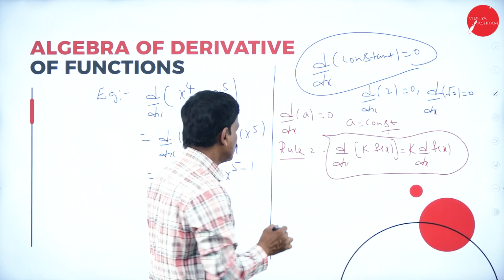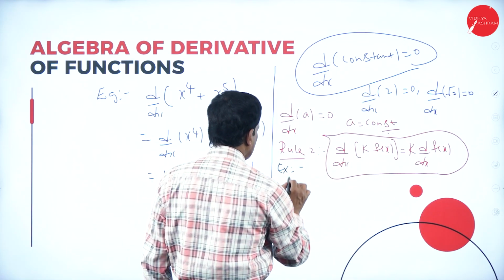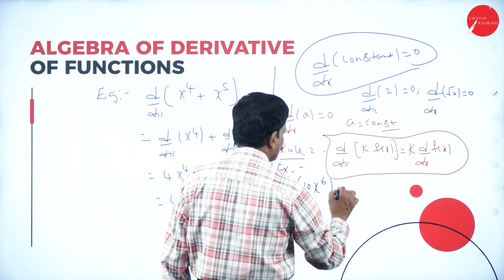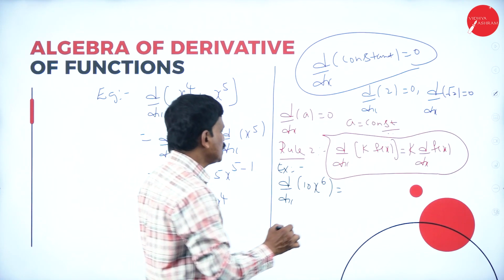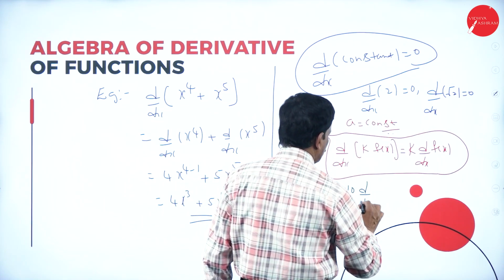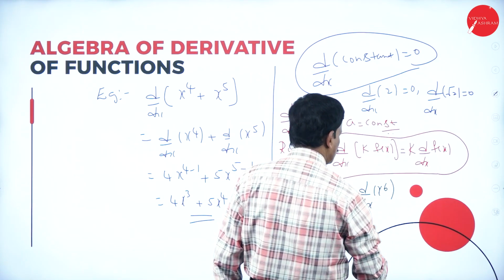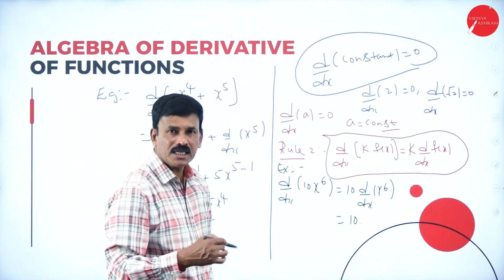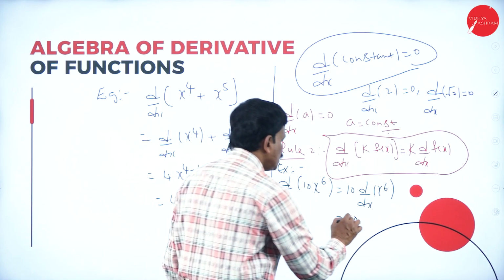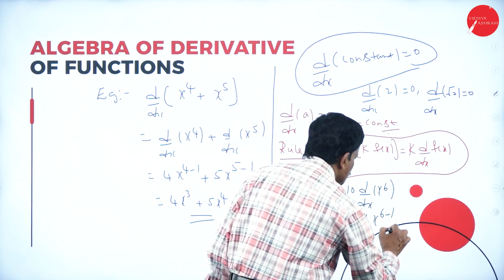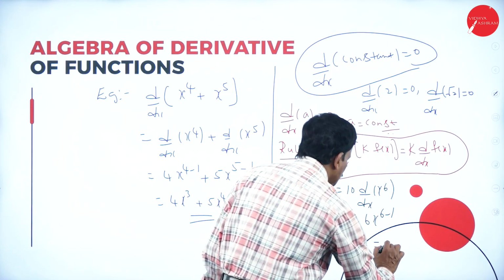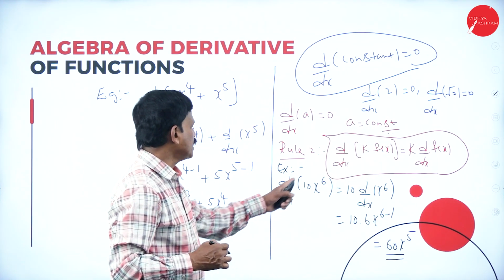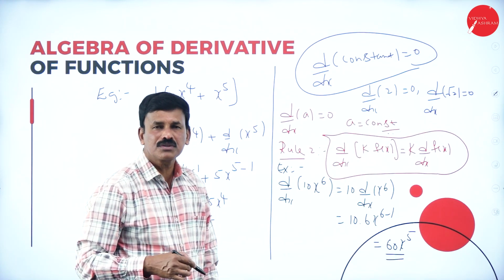Let me take an example. For example, d by dx of 10x to the power of 6. What is the constant here? 10 is the constant. So 10 into d by dx of x power 6. Here 10 stays as it is. Differentiation of x power n is nx to the power of n minus 1. What is n here? 6. So 6x to the power of 6 minus 1. This is equal to 10 into 6, which is 60x to the power of 5. So, the differentiation of 10x power 6 is 60x to the power of 5.